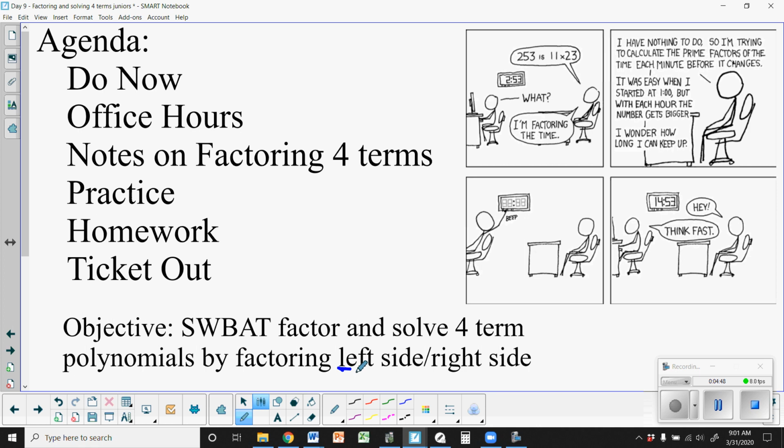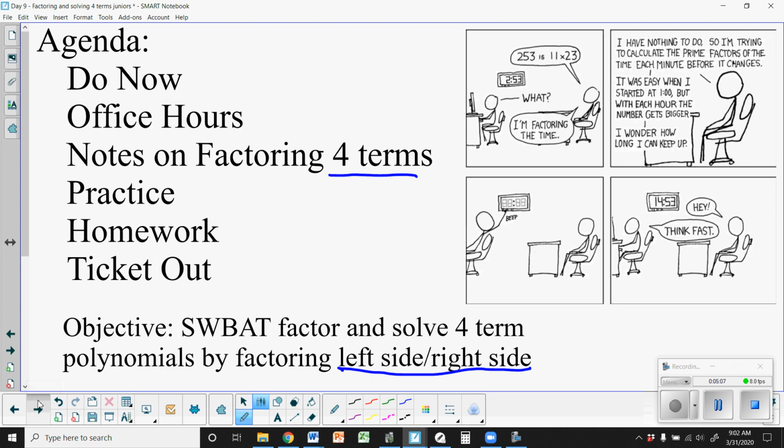And this actually looks very familiar to us. So we're going to see that this is actually a process we already know how to do. It's going to be a matter of when we see 4 terms that we use left side, right side. And then we may have to do some other factoring afterwards or before. So that's going to be the tricky part.